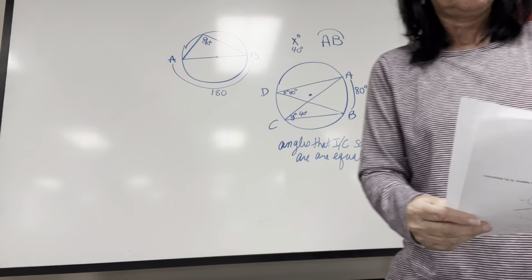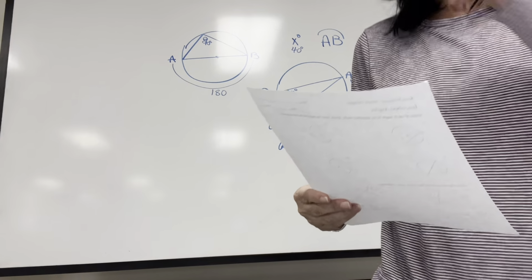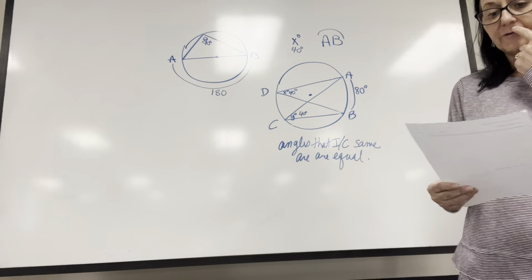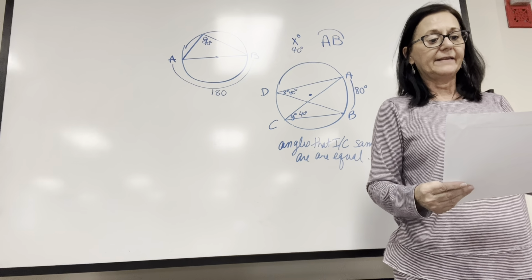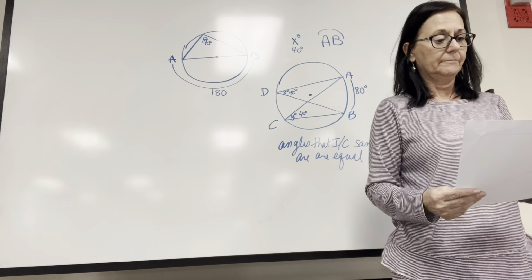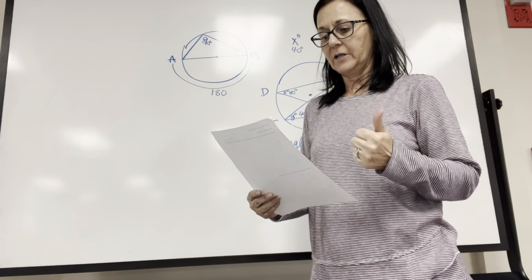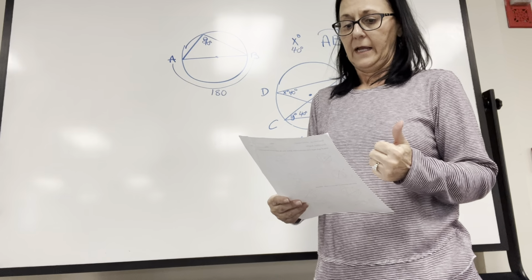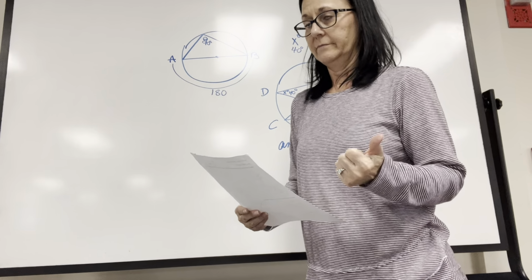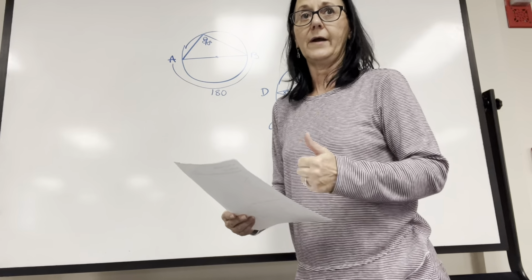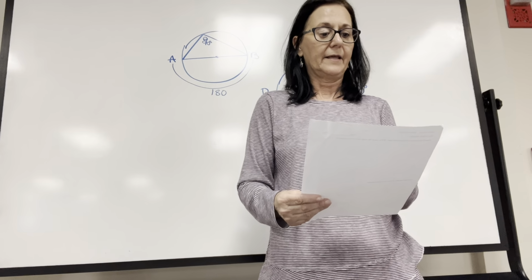Okay, now we're back to inscribed angles. Your sheet. On 1 through 4, we're going to name the angle and the intercepted arc, and you're going to tell me if it's inscribed. So yes or no, inscribed. Got it? All right, number 1, Ethan.